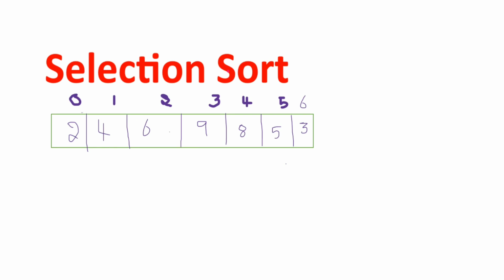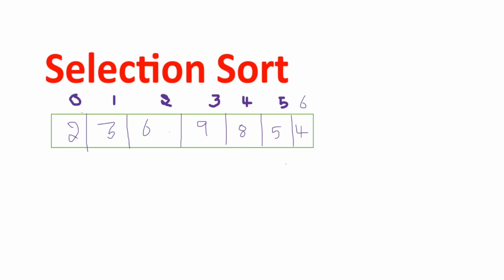Next, I move on to the next element. That is, the current element is 4. First, I need to find the minimum element in the unsorted part. The minimum element is 3 in the unsorted array. I need to swap 4 with 3. In the place of 4, I need to put 3. In the place of 3, I need to put 4.